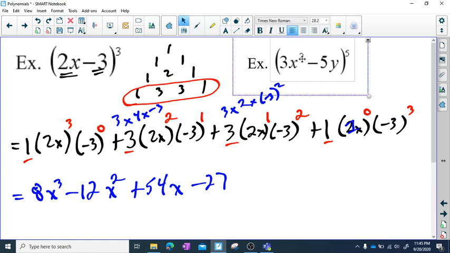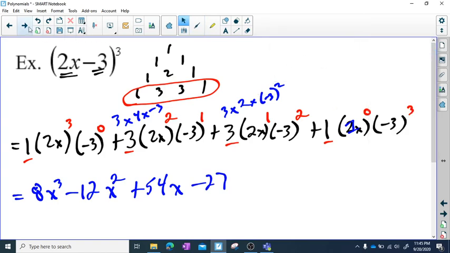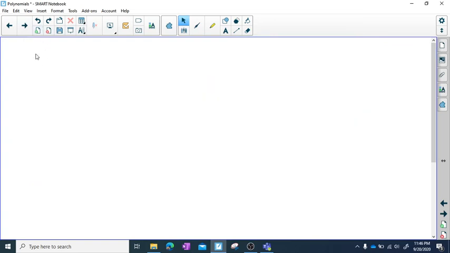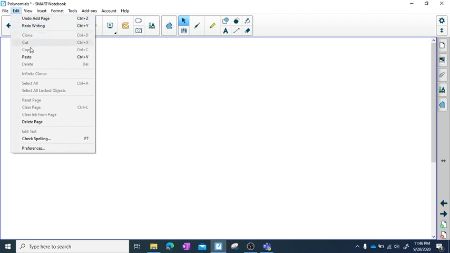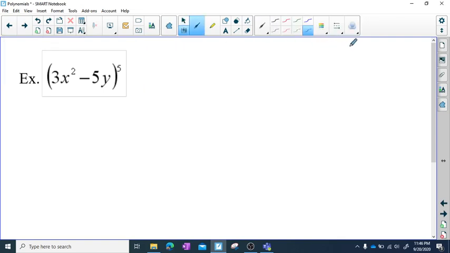Let's grab this one and put it on a new page. All right, so now I need the 5th row of Pascal's triangle. I'll just write that out over here. So I've got 1, 1, 1, 2, 1, 1, 3, 3, 1.